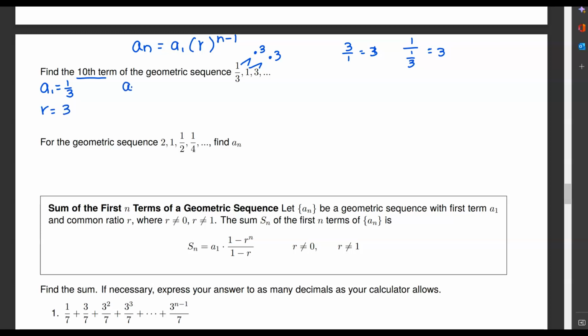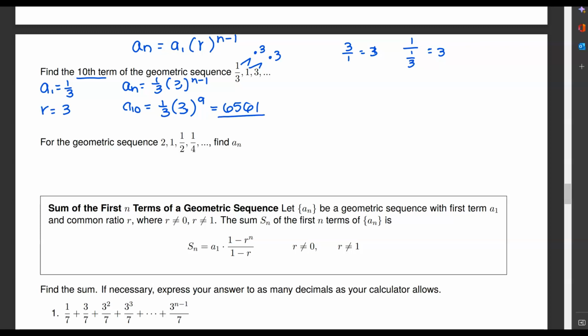So this tells me that the nth term can be given as 1/3 times 3 to the n minus 1. So that means our 10th term will be 1/3 times 3 to the 9th power, which is equivalent to 6,561.